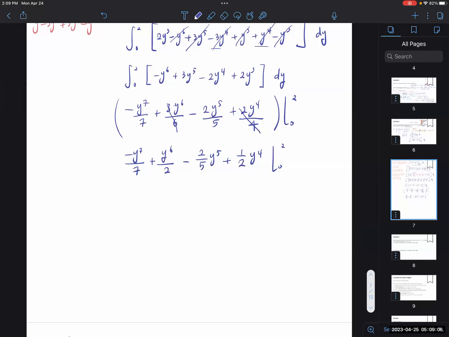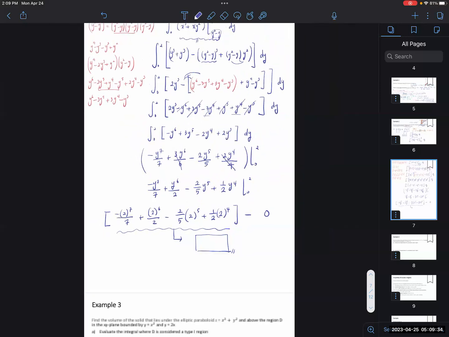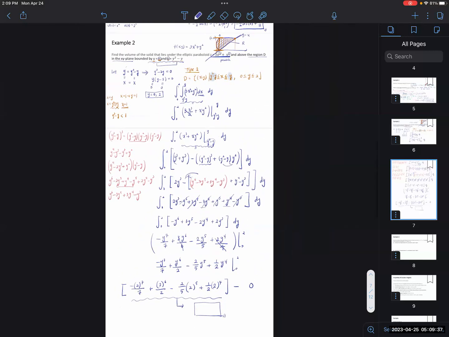So basically now we're going to do the subtraction: minus 2 to the 7 over 7, 2 to the 6 over 2, 2 over 5 times 2 to the 5th, 1 over 2 times 2 to the 4. And then minus 0, because everything is going to be 0. So basically, you're going to calculate this one. I haven't done it yet. Now you can plug into the decimal. You will find out the decimal. That's going to be the region that we are looking for, this area.